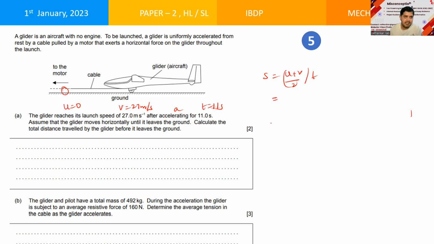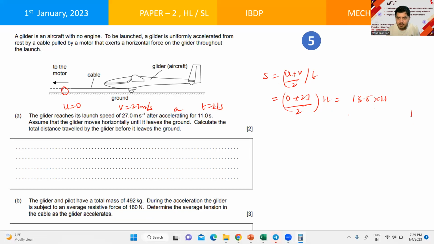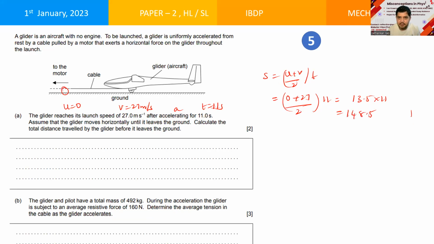Okay, so this should be equal to 0 plus 27 divided by 2 multiplied by 11, which should now be equal to 13.5 multiplied by 11. 13.5 multiplied by 11 is equal to how much? 13.5 times 11 is 148.5 meters.